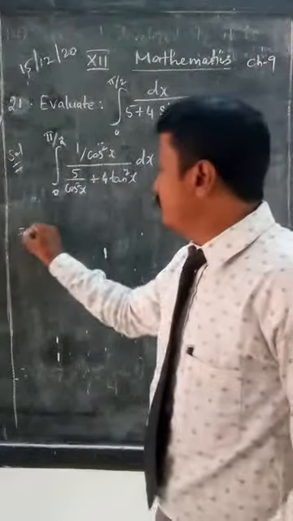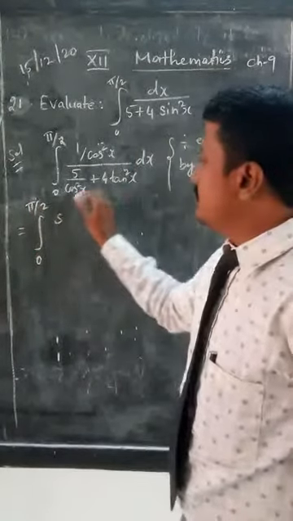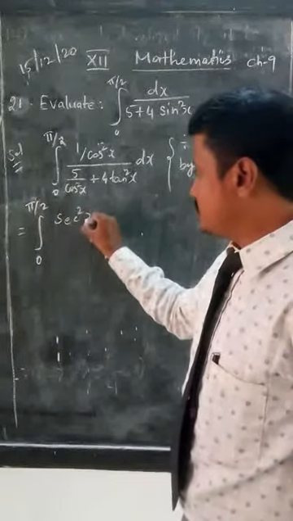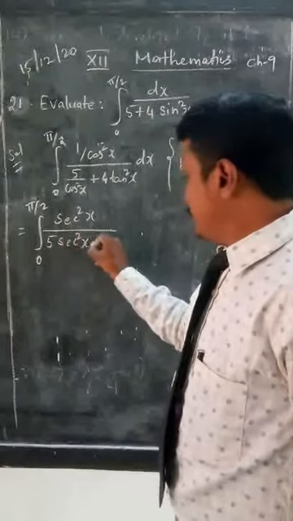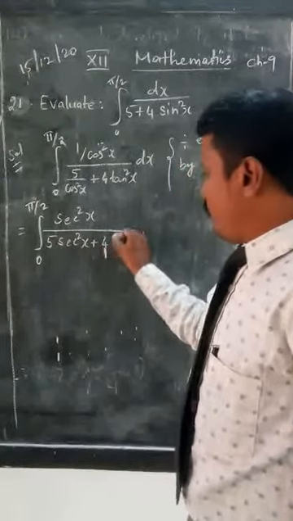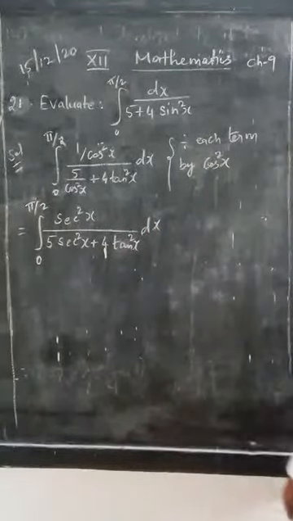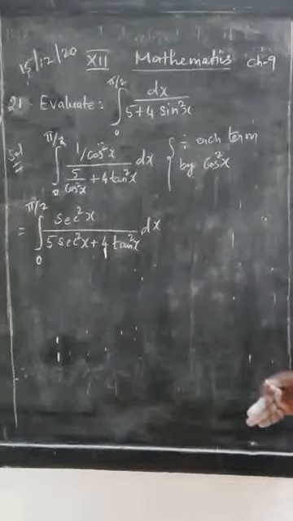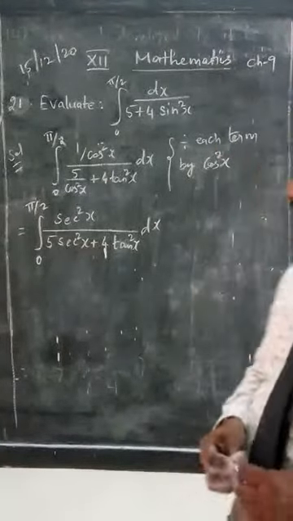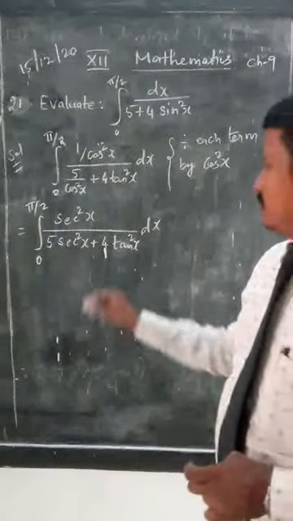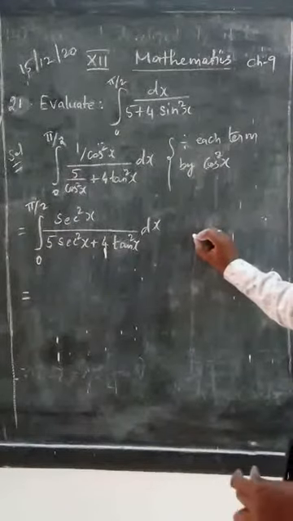In the next step, limit 0 to pi by 2, this will be written as secant square x divided by 5 secant square x plus 4 tan square x, into dx. Hope you have understood. First step is dividing all the terms by cos square x. Second, writing 1 by cos square x as secant square x. So in the next step, this is equal to, again I am going to use the help of a trigonometric formula.